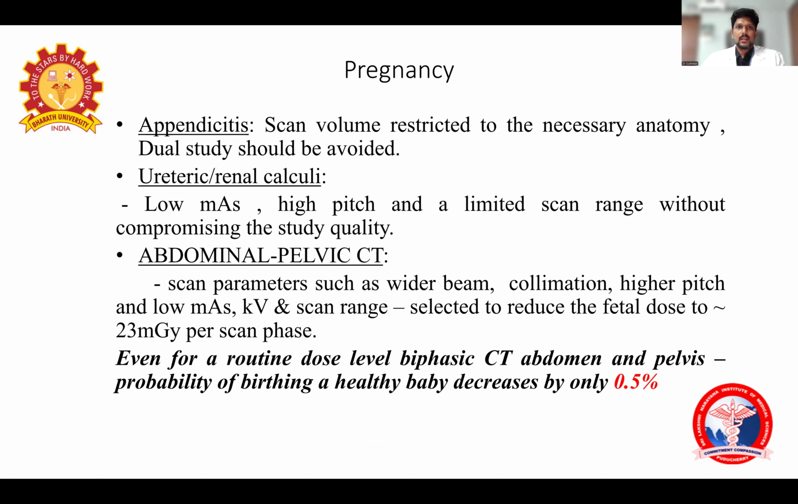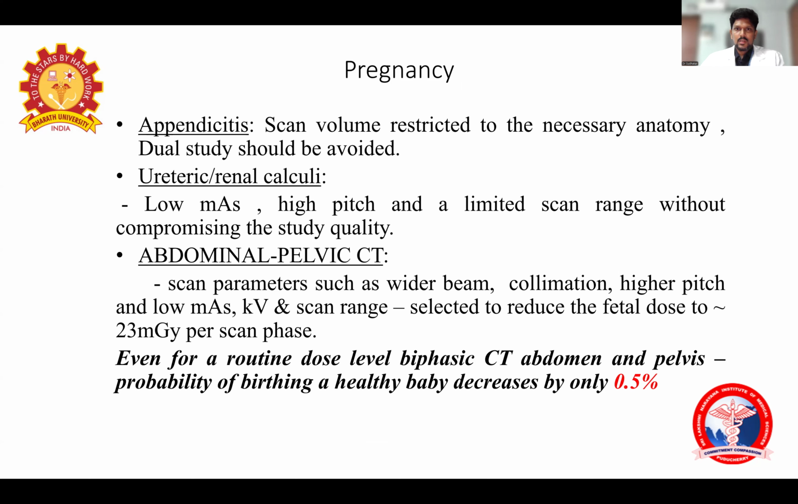Then ureteric or renal calculi, so low mAs, high pitch, and a limited scan range without compromising the study quality should be done. Abdominal pelvic CT, the scan parameters such as wider beam collimation, higher pitch, and low mAs, and the scan range can be adjusted. So it is selected to reduce the fetal dose to 23 milligray per scan per phase.